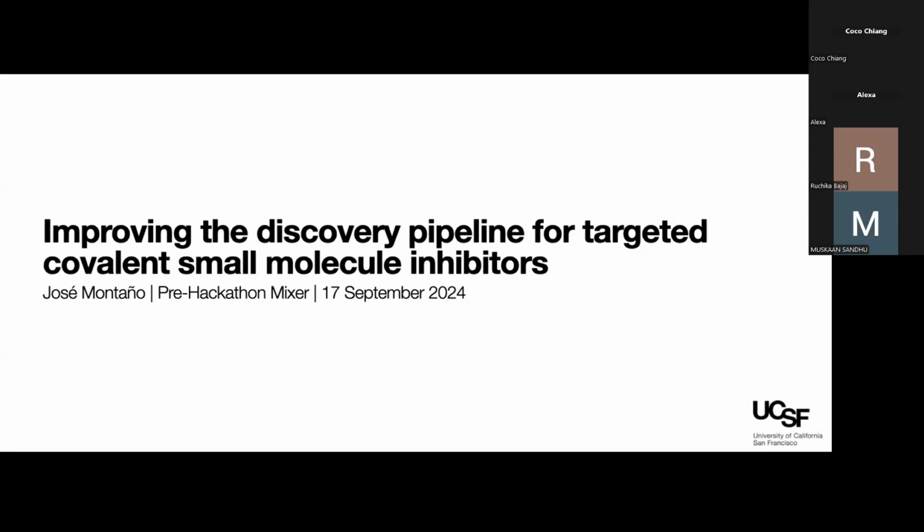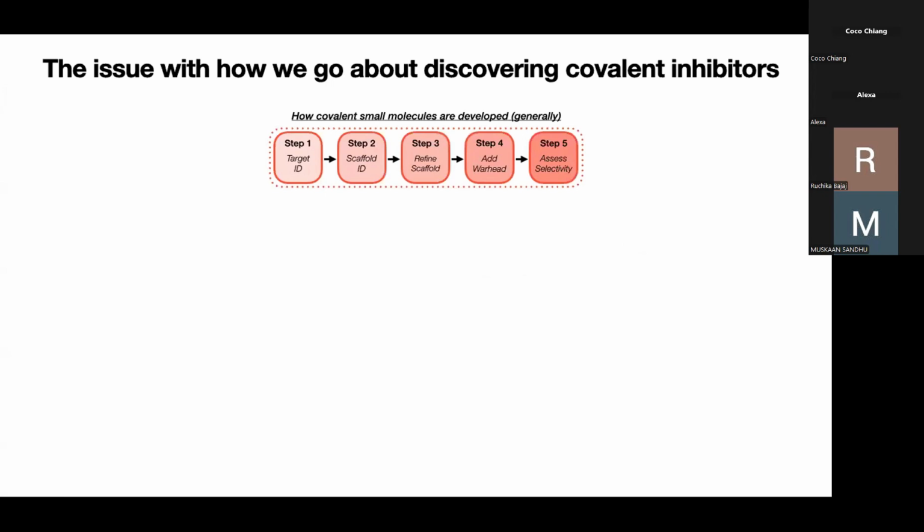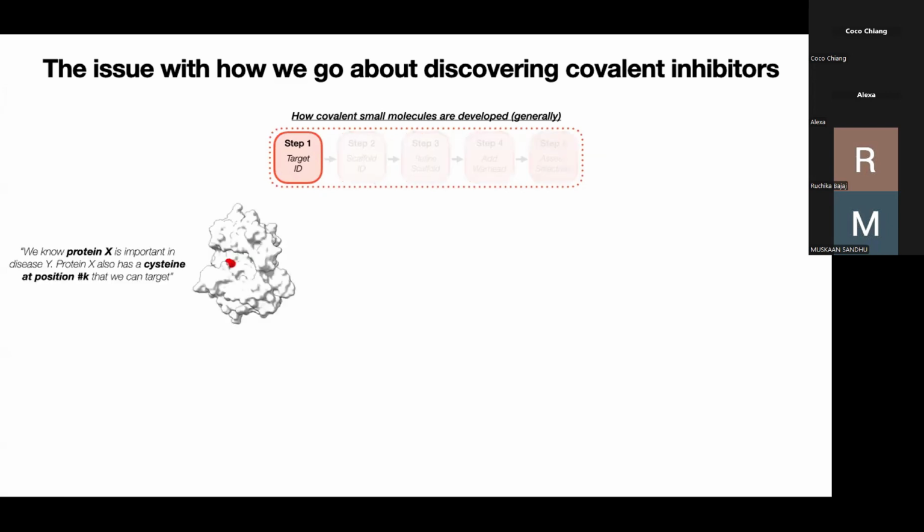So essentially in the drug discovery field, especially when trying to discover covalent inhibitors, this is the broad idea: you first have to find a target. And these targets, like Clem was talking about earlier, are proteins. Proteins carry out all the functions in our cells. And more often than not, they're the reason that diseases develop.